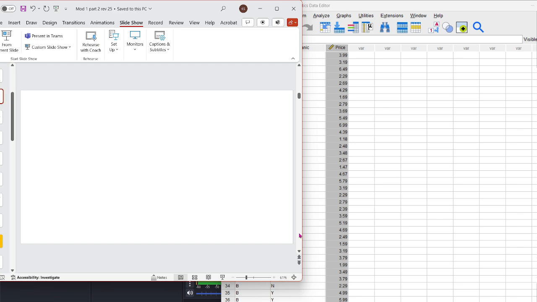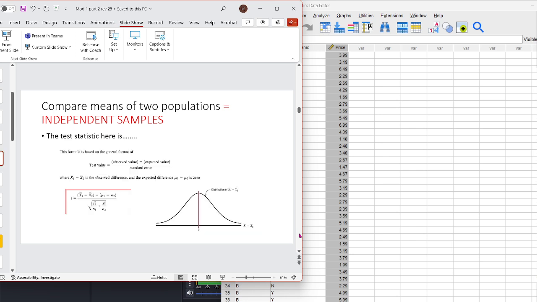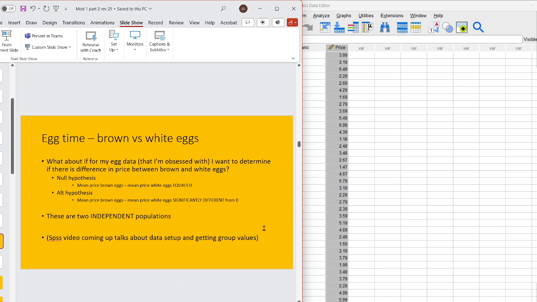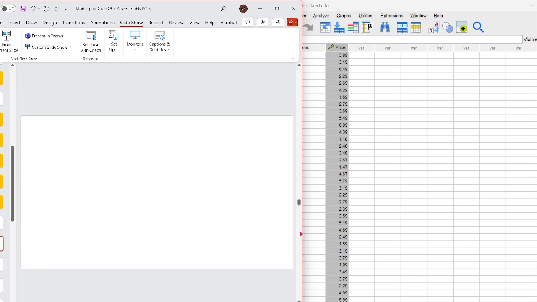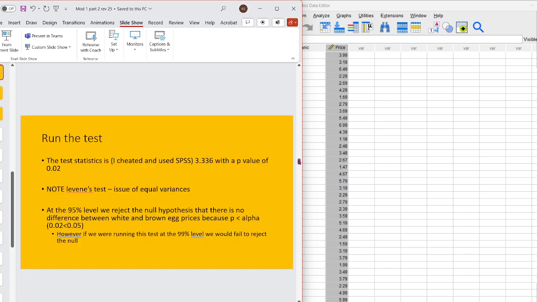We'll do the brown versus white first. It's an independent samples t-test comparing the two groups, comparing the price of brown to the price of white. It was actually done on the slides, but I didn't show you how to do it in SPSS yet with the actual data. So we have here two independent populations, brown and white. You're either brown or you're white as far as eggs go. You're not overlapping and changing colors or anything like that.